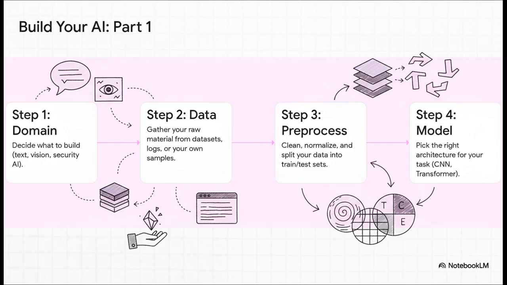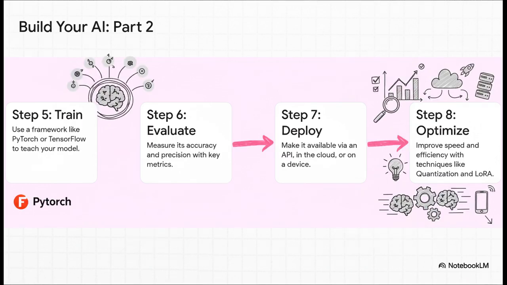And step 4. Select your model. Based on your mission, you pick the right architecture for the job. A CNN, a transformer, you name it. And now for the action. Step 5. You train the model using a framework like PyTorch or TensorFlow to do the heavy lifting.